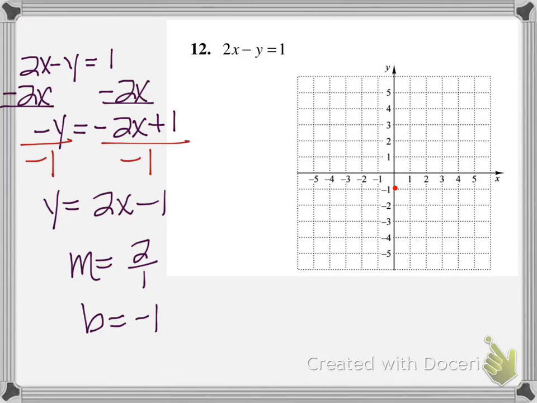So now I can plot my points. I can use my slope. I can go up 2 and over 1, plot another point, and draw my line. And there is my graph of 2x minus y equals 1.